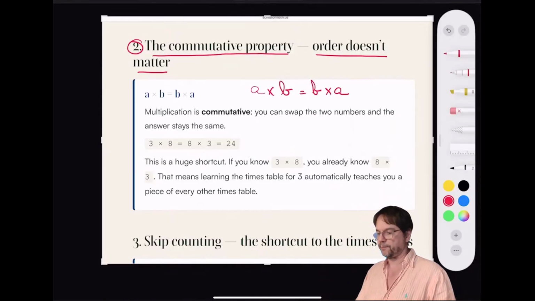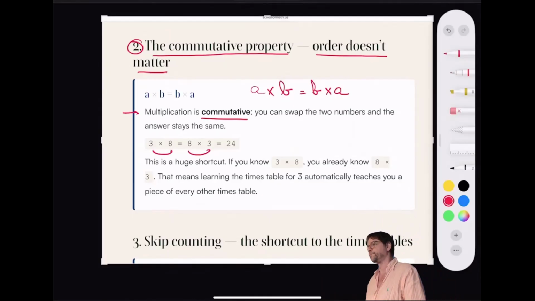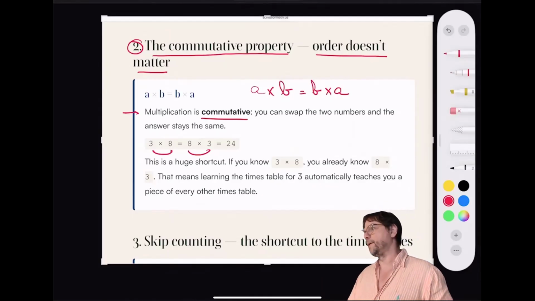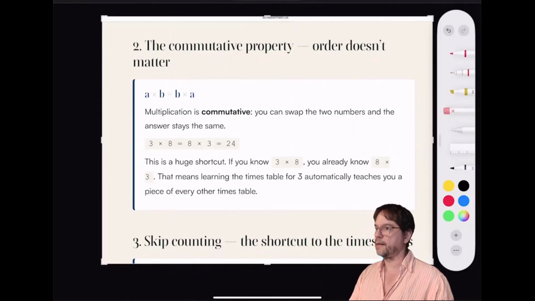What does that mean? Multiplication is commutative. You can swap the two numbers and the answer stays the same. Is that okay? You know 3 times 4 is 4 times 3. Have you ever seen this property? Probably, even if you don't remember. Is that okay, Sloan? At any time, if you want to take notes, you can, okay?